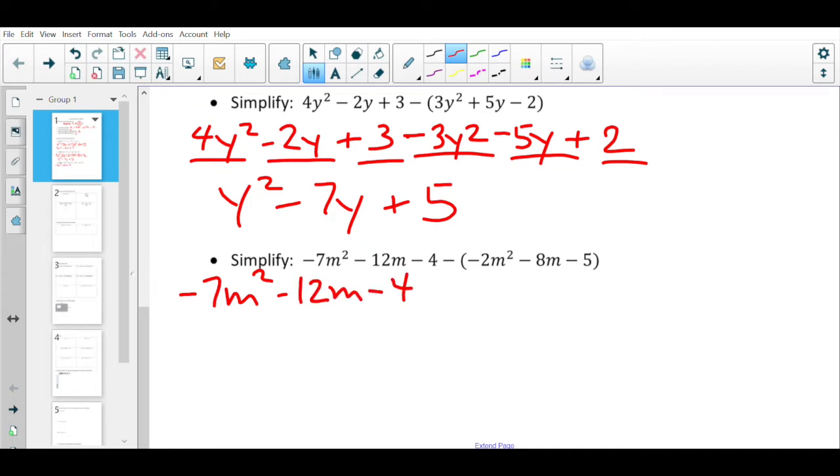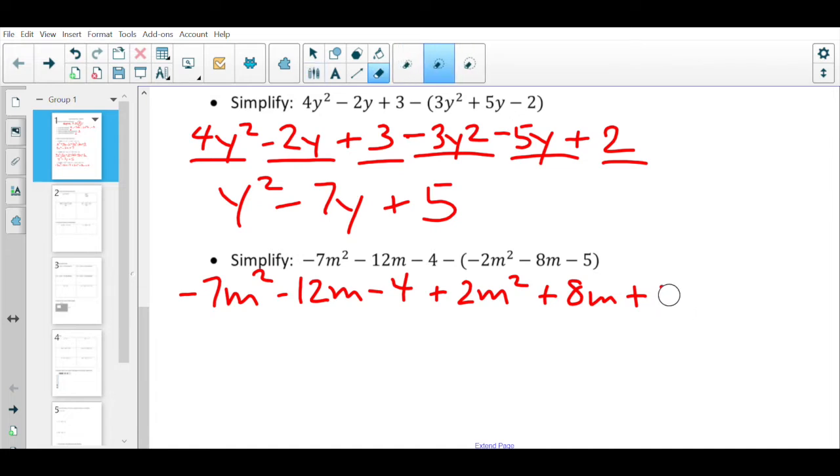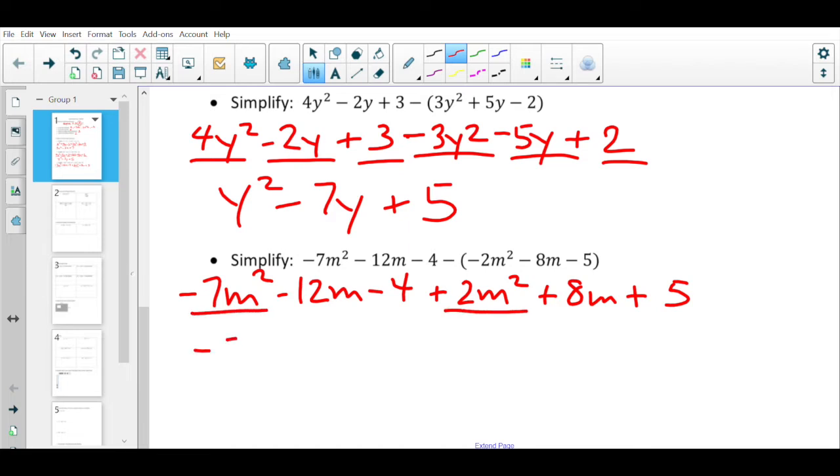Now applying that negative sign across changes the signs of all the terms within the bracket. So that's plus 2m squared plus 8m and plus 5. Okay? Now that we've done that, let's collect like terms. Negative 7m squared and 2m squared, negative 5m squared, negative 12m and 8m is minus 4m. Minus 4 and 5 is plus 1. There you go.